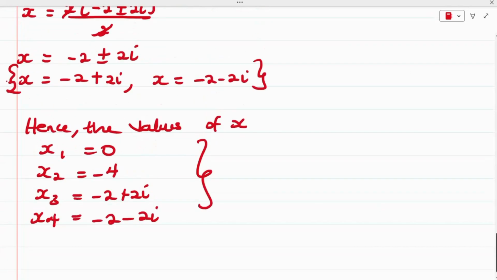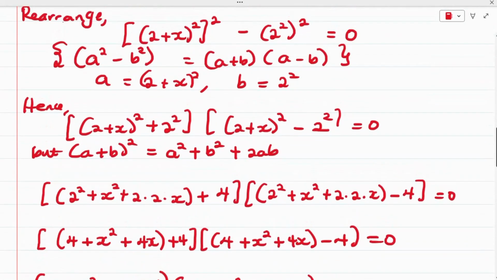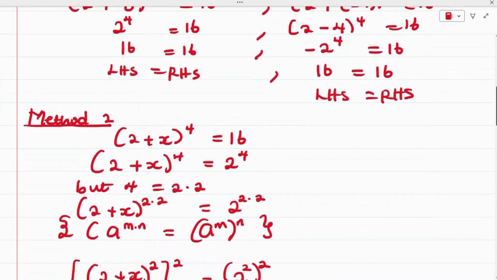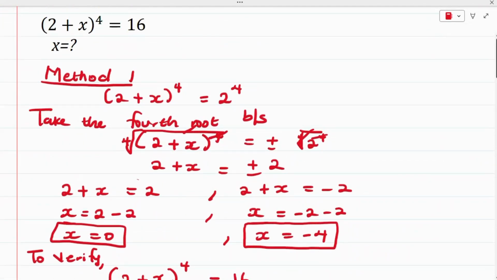So guys, this is the second method that you can actually use to solve this Harvard University admission question right here. So guys, you can easily make use of any of these two methods to solve this problem right here.